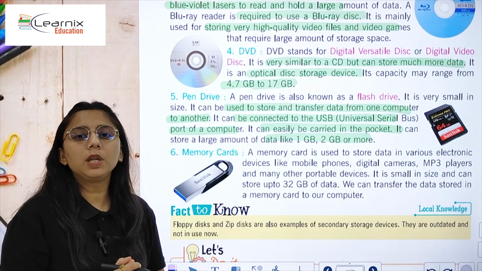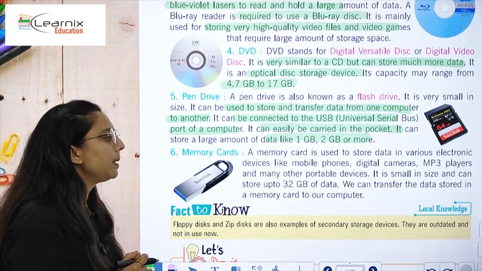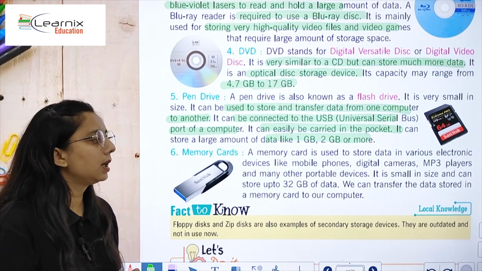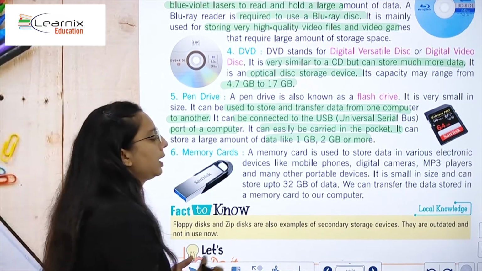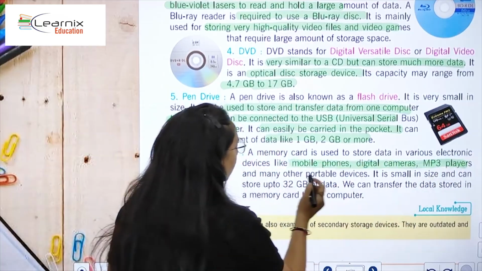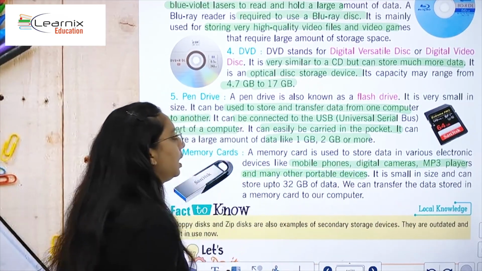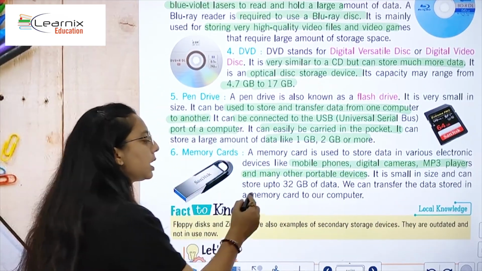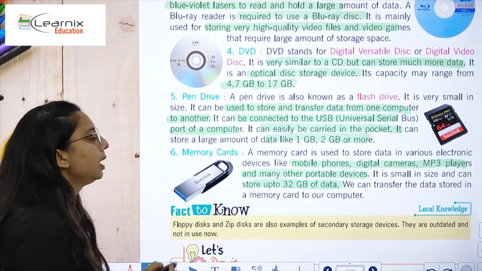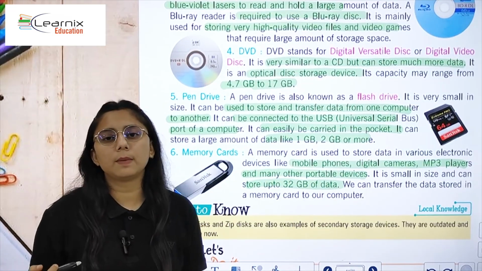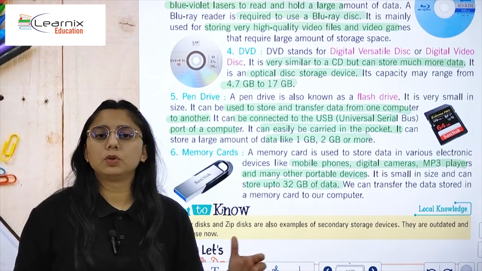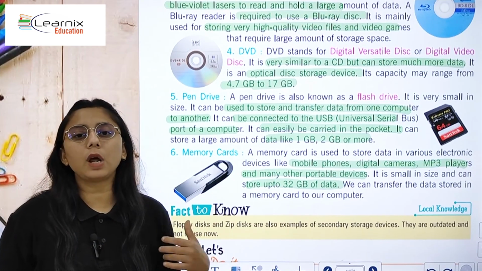Then we have memory cards. What are memory cards? They are used to store data in various electronic devices like mobile phones, digital cameras, MP3 players, and many other things. It is small in size and it stores up to 32 GB of data. It can transfer the data stored in a memory card to a computer.